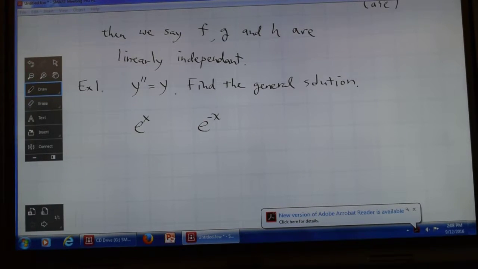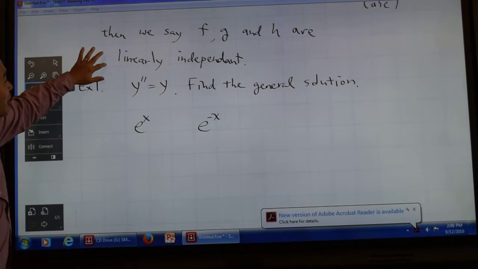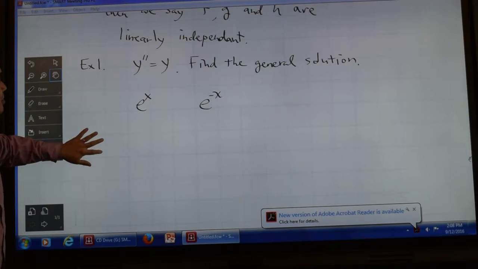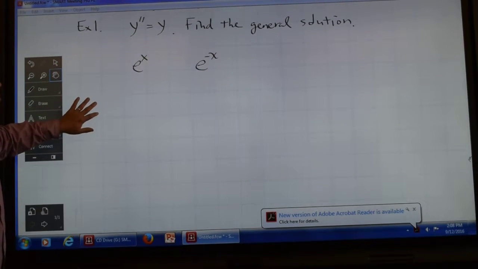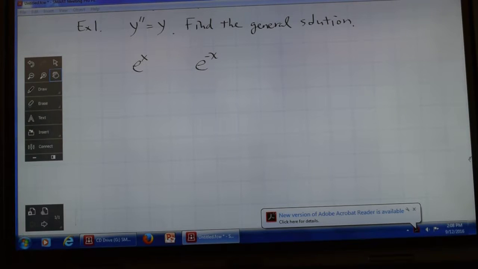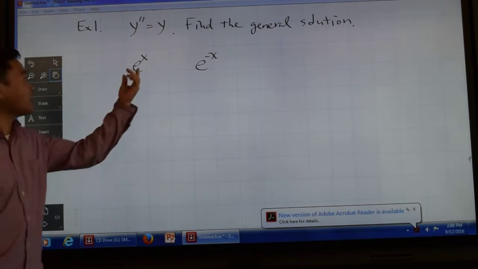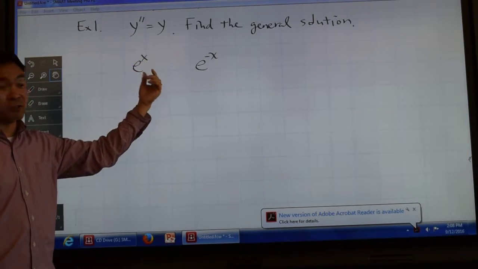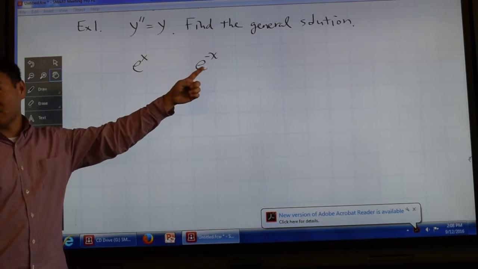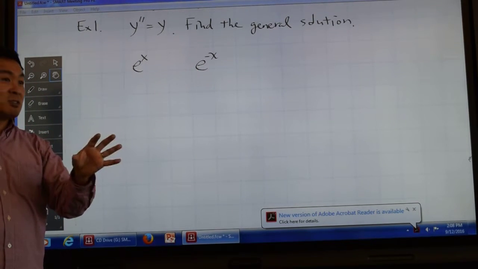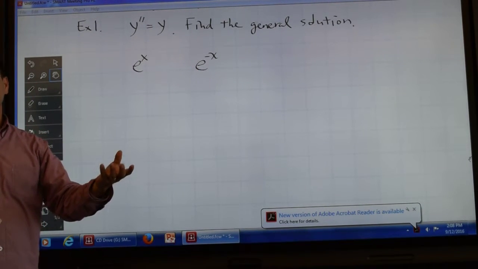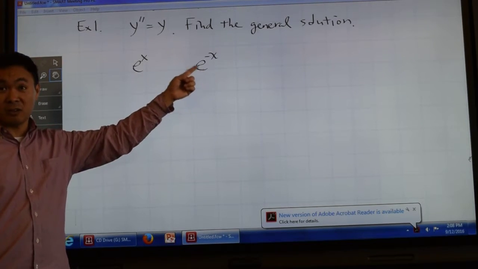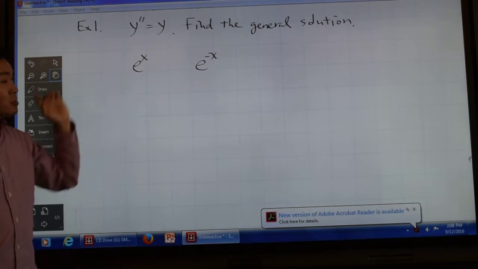All right, so here's an example where I can show you why linearly independent is an important concept. You have y double prime equal to y, and we want to find the general solution. You can check that if you take e to the x and differentiate twice, you get the same function. If you differentiate e to the negative x, the first derivative is negative e to the negative x, but the second derivative is back to e to the negative x. So these are the two solutions.